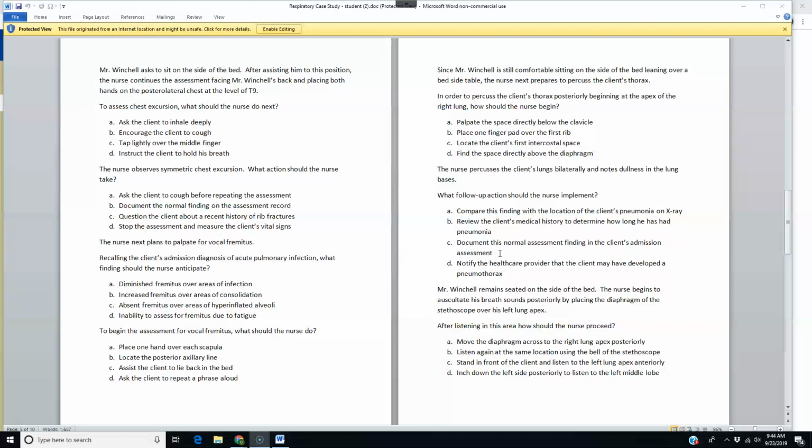Okay. All right, next, Mr. Winchell remains seated on the side of the bed. The nurse begins to auscultate his breath sounds posteriorly, placing the diaphragm of the stethoscope over his left lung apex. After listening in this area, how should the nurse proceed? Well, now we're going to move the diaphragm across to the right lung apex posteriorly. Hopefully you get the direction of how to move your stethoscope when you're listening to those 10 landmarks posteriorly, because that's how many times you're going to listen.